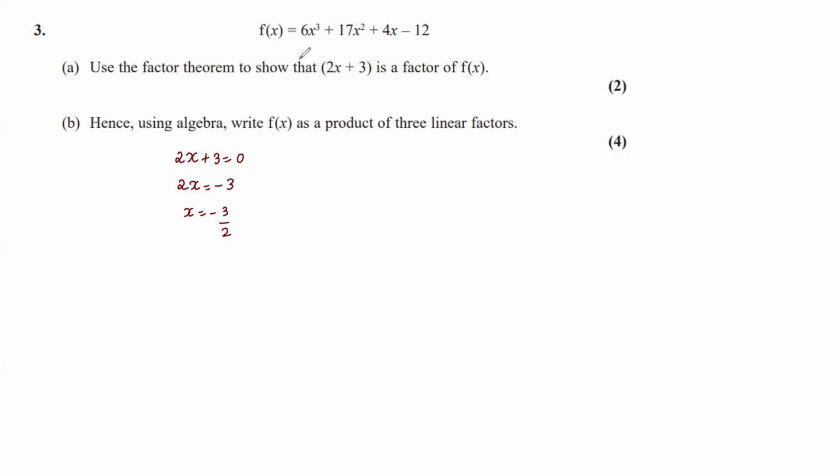If we substitute for x minus 3 by 2 on the right hand side, if I am getting the answer as 0, then it is a factor. If we are not getting the answer as 0, then it is not a factor. So f of x is 6x cubed plus 17x squared plus 4x minus 12. So we need f of minus 3 by 2. And when I substitute for x minus 3 by 2, if I'm getting this as 0, which means 2x plus 3 is a factor of 6x cubed plus 17x squared plus 4x minus 12.